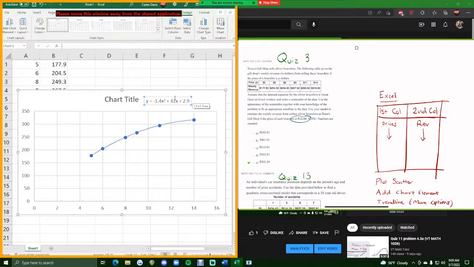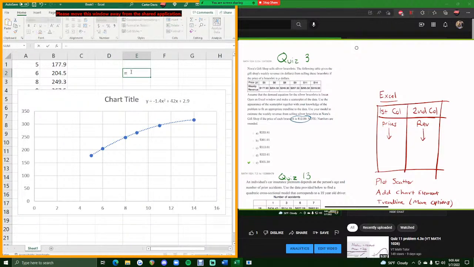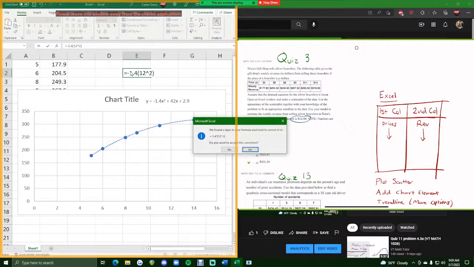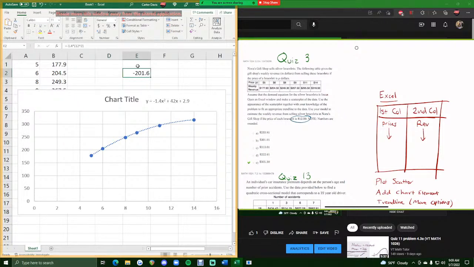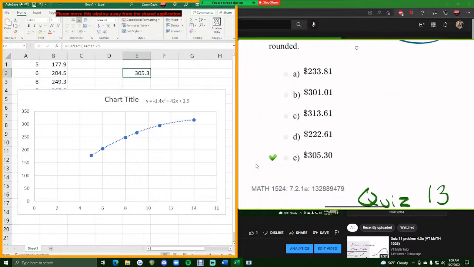To estimate the revenue, the y values that we plugged in are the revenues. And so if we just plug in 12 for x, we should have our answer. And we can do this in Excel. So negative 1.4 times 12 squared. Got to make sure I have the asterisk. Yep, they corrected it for me. Let's keep going with it. And then plus 42 times 12. And then plus 2.9. And when we do that, we get 305.3, and that is option E. That is our answer down here.